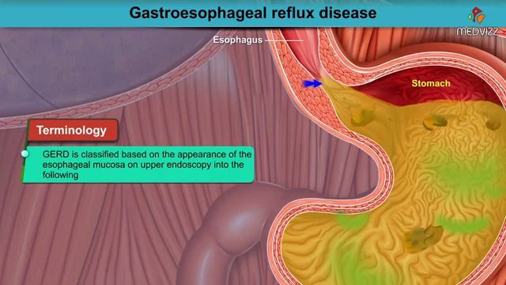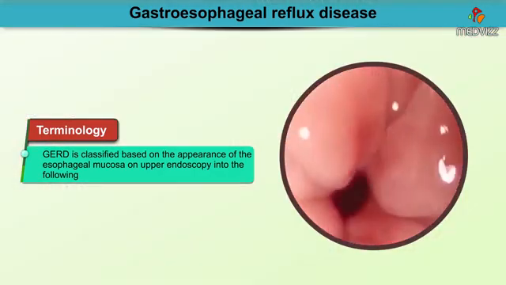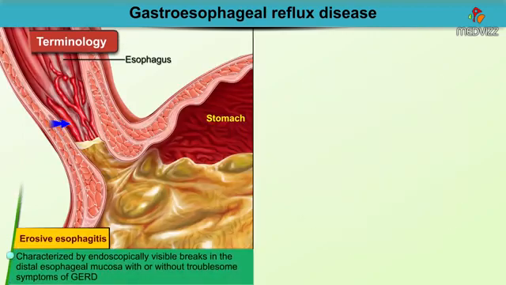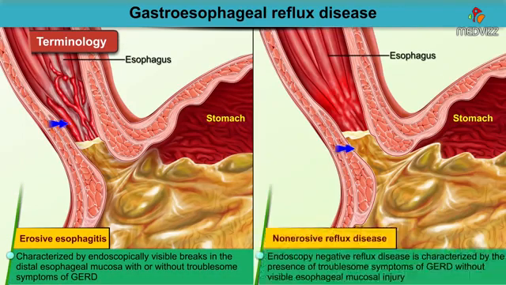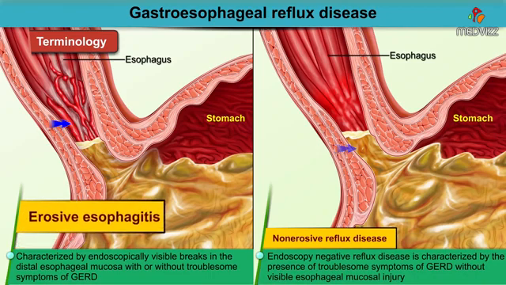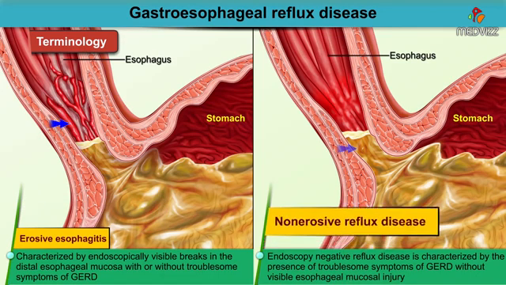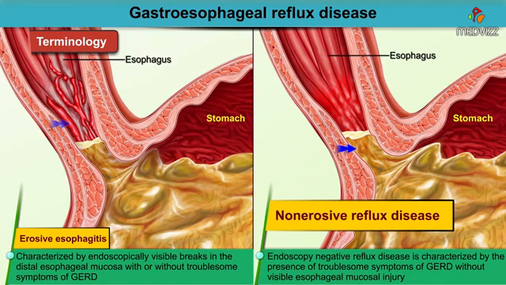GERD is classified based on the appearance of the esophageal mucosa on upper endoscopy into erosive esophagitis and non-erosive reflux disease. Erosive esophagitis is characterized endoscopically as visible breaks in the distal esophageal mucosa with or without troublesome symptoms of GERD. Whereas, on the other hand, non-erosive reflux disease, or endoscopy negative reflux disease, is characterized by the presence of troublesome symptoms of GERD without visible esophageal mucosal injury.